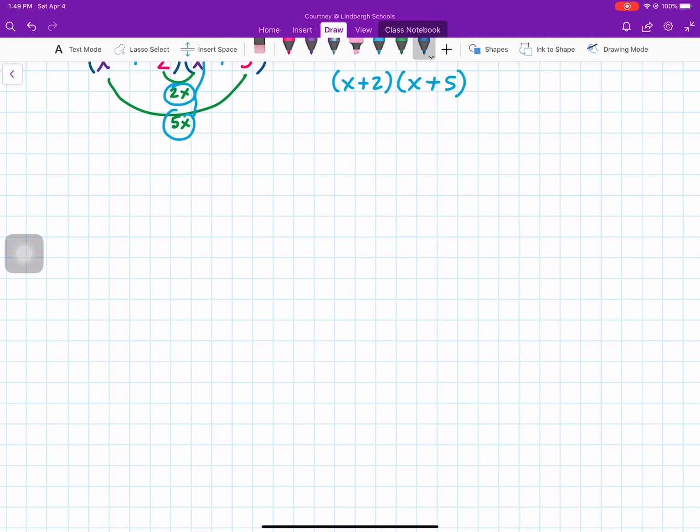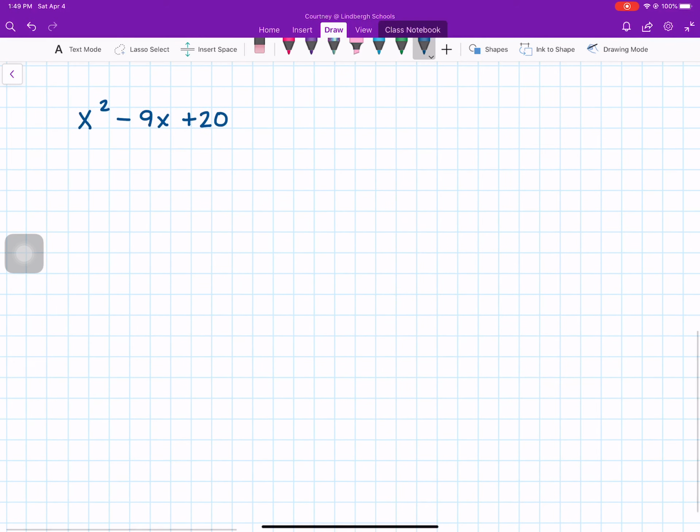Let's do another example. How about x squared minus 9x plus 20? Again, since the leading term is 1, it's going to be x and x. So now you look at your last number. Think of all the numbers that multiply to 20. And this might jump out at you right away. But if it doesn't, this is when I just make a list.